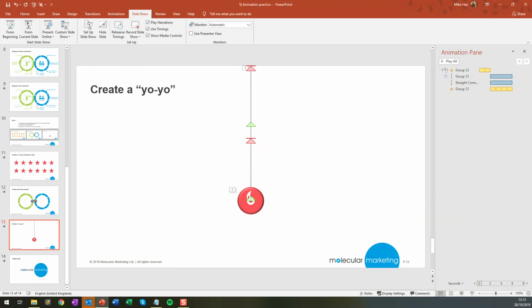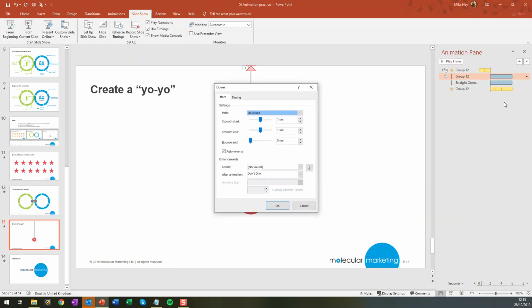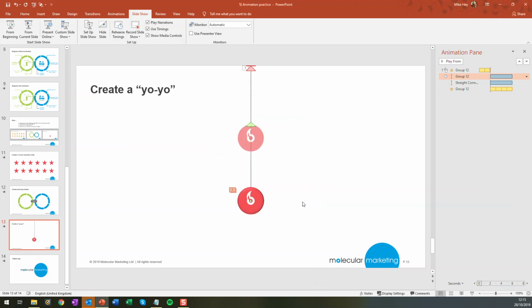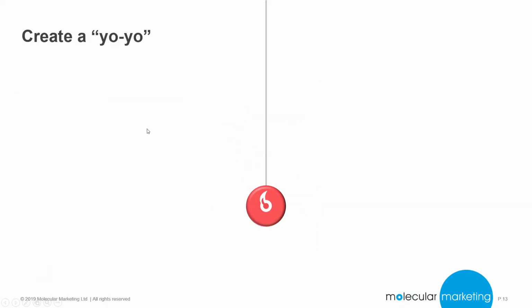Now it goes down again because I've got it on auto reverse here. So the effect goes, it moves the string and the yo-yo up, then auto reverses back down again. So let's see it one more time. It goes round, goes up, and then it goes down.